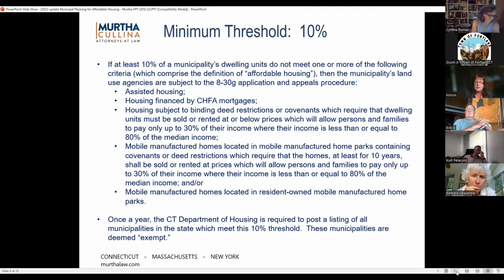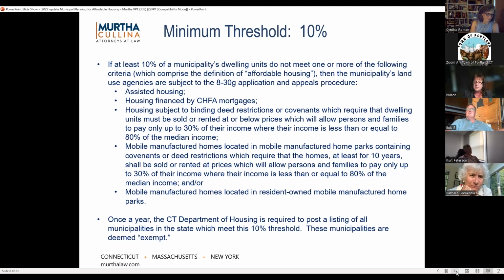So, okay, the minimum threshold again is 10%. And the calculation, again, it's very complicated. So I can't sit here and give you absolutes on what would or would not qualify in your town. But just generally, it's assisted housing, housing financed by CHFA, housing subject to the deed restrictions or covenants that we talked about, mobile manufactured homes located in a mobile manufactured home park that has covenants or deed restrictions, and mobile manufactured homes located in resident-owned mobile manufactured home parks.